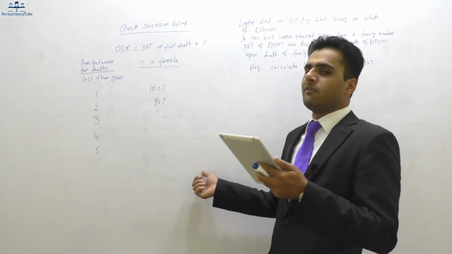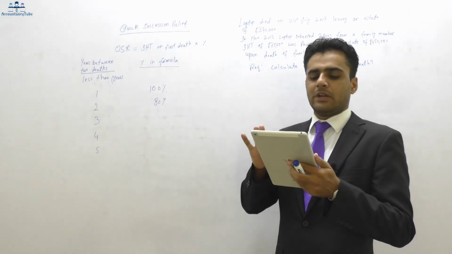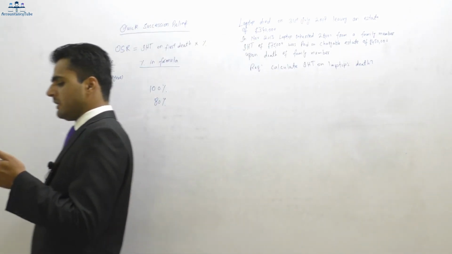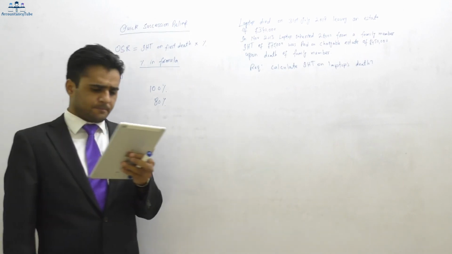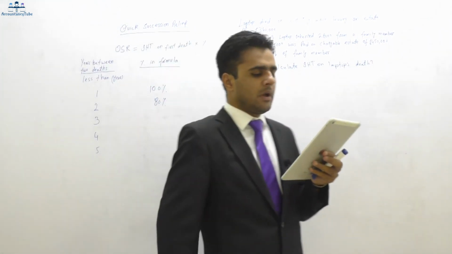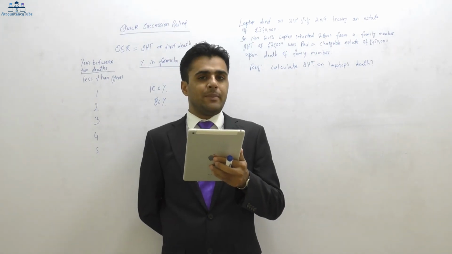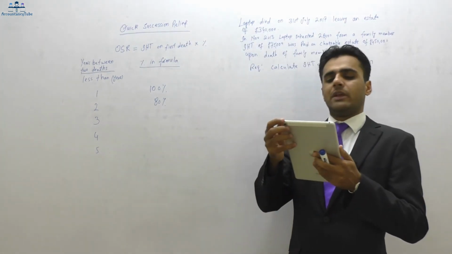So we know that it will reduce our death tax. Alright, so that's what it says in the notes on page number 74, that the tax will be charged at the rate of 40% and deduct the reliefs from the death tax. So quick succession relief will be deducted. So what is quick succession relief?